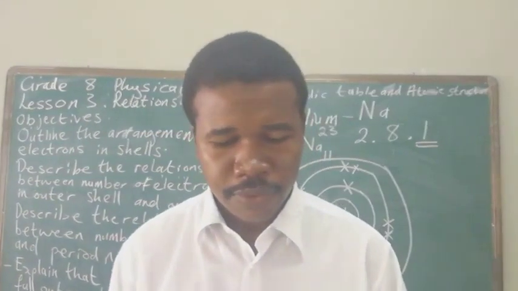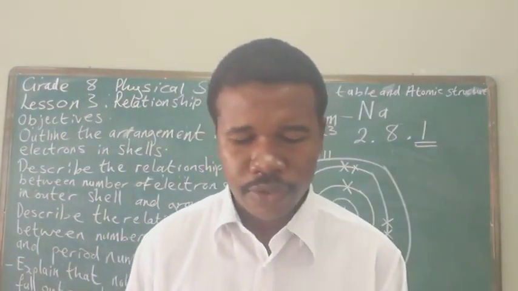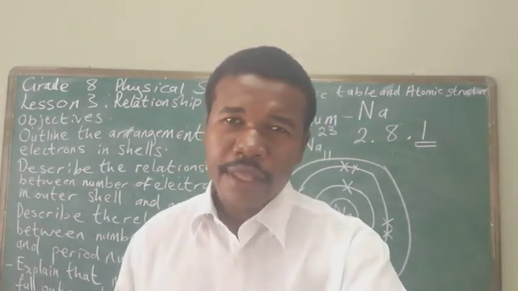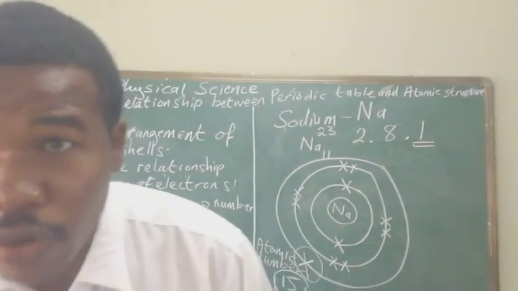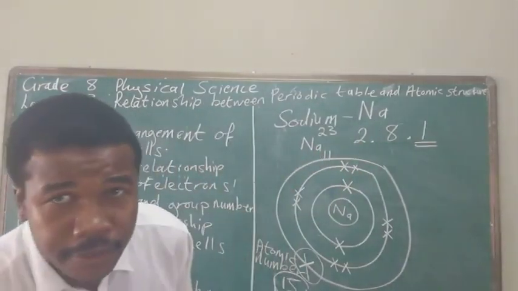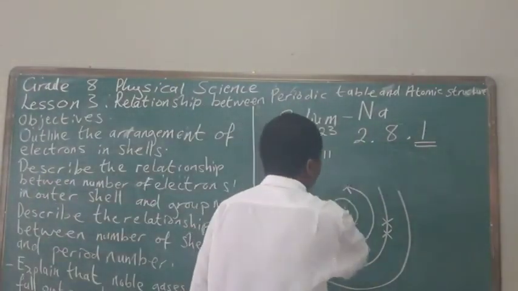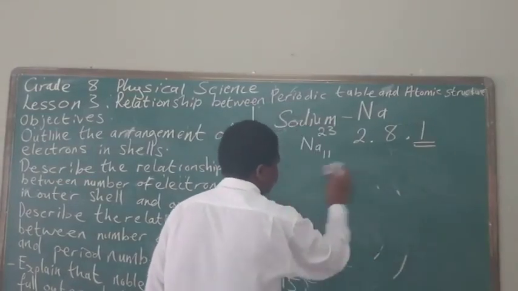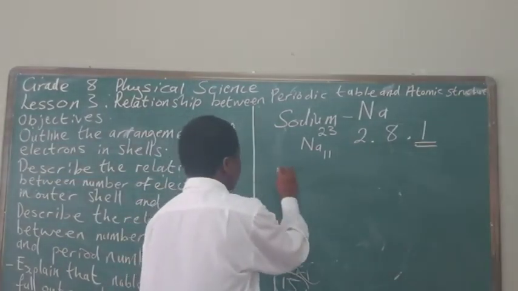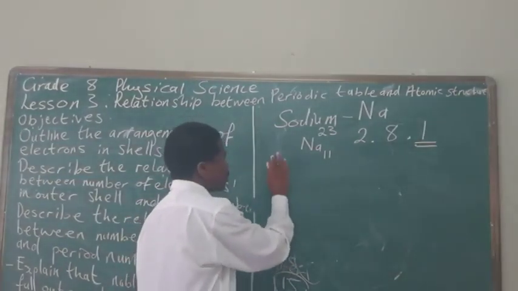If I was to take a textbook, this is the textbook that you use, and look at the element potassium. The element potassium has an atomic number of 19. So if I was to write the electronic configuration for potassium, atomic number 19.